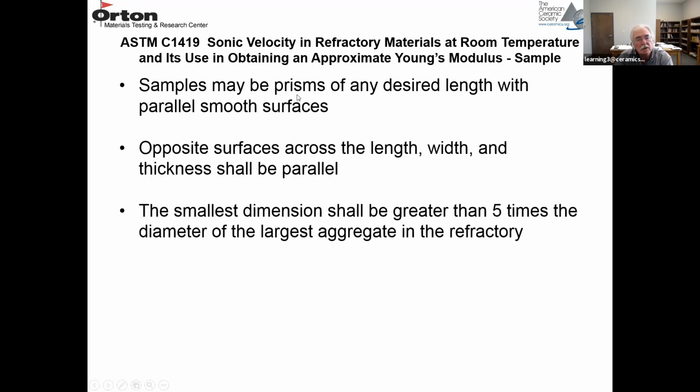The sample is a prism. Whatever length of the prism you have. And then what's important is the sides have to be parallel and smooth. So the ends of the sample have to be parallel and smooth.